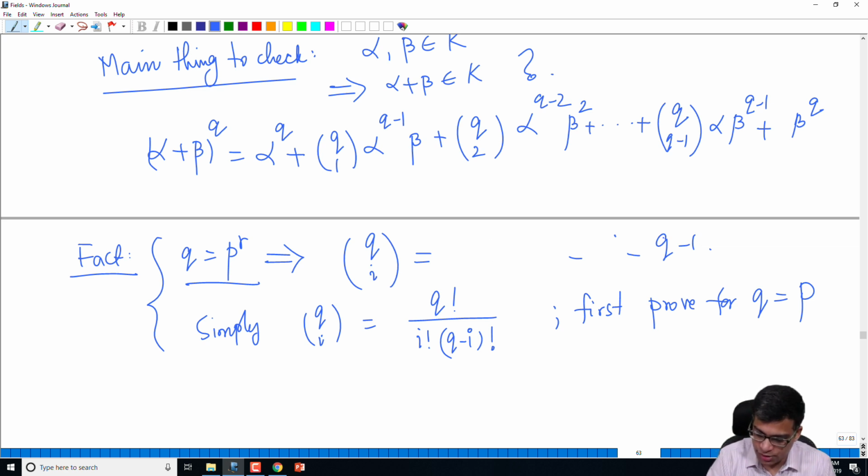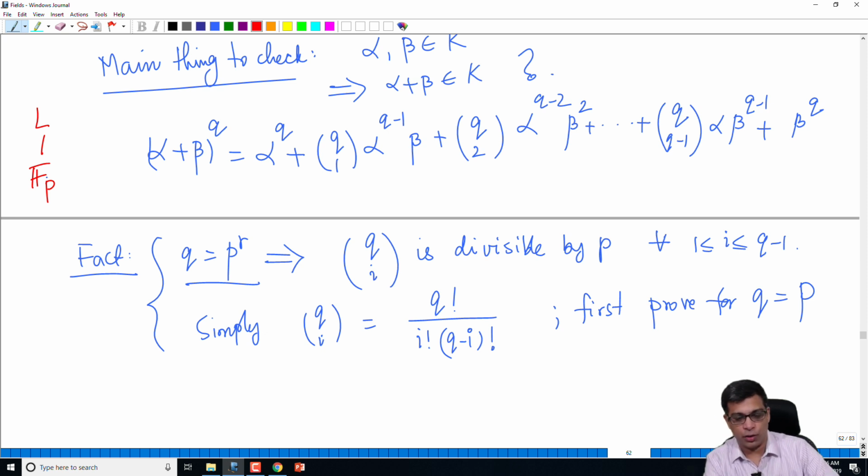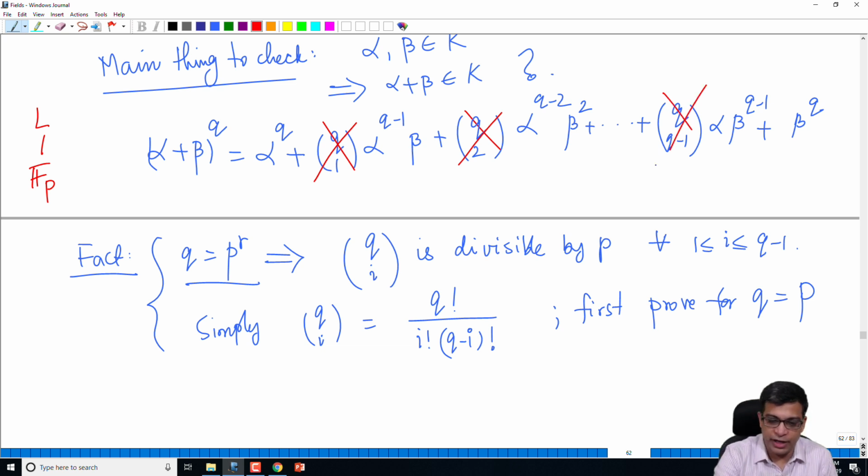Sorry, actually I should not say this, it is not 0. In general, I can say it is divisible by p for all i between 1 and q minus 1, because there will be a factor of p in the numerator that will survive after cancelling all the factors in the denominator. So it is divisible by p, but if it is divisible by p, we are in a field which contains Fp whose characteristic is p, that means p is 0 in Fp, hence p is 0 in L. So that means this is 0, this is 0, this is 0. So every intermediate term is 0.